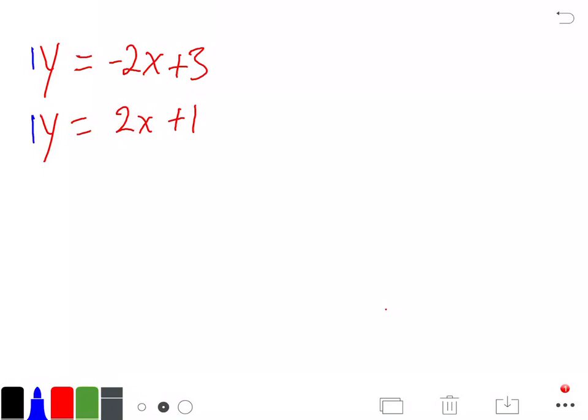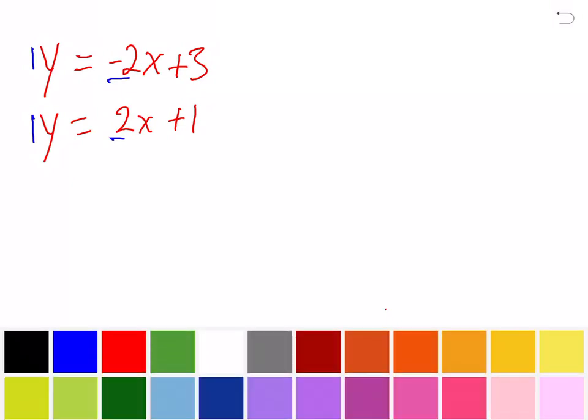Now let's look at our x values. Our first x value there is a minus 2. Our second x value there is a 2. So if we were to combine them, negative 2 plus 2 is going to give me 0. Negative 2 and 2 are opposite coefficients. So there's nothing that we have to do to this system. We can move right to elimination.